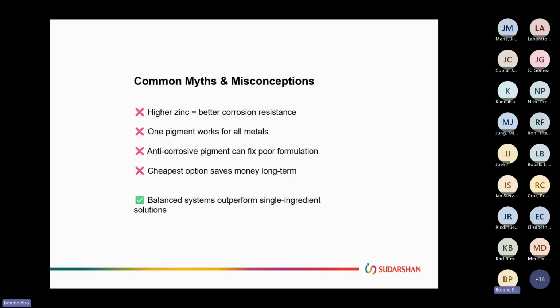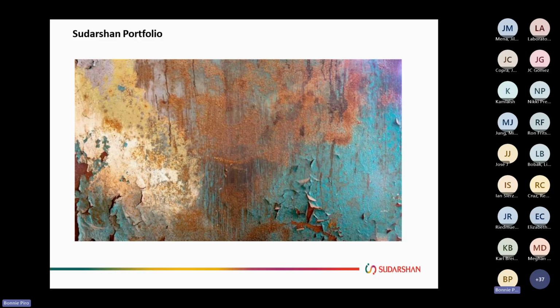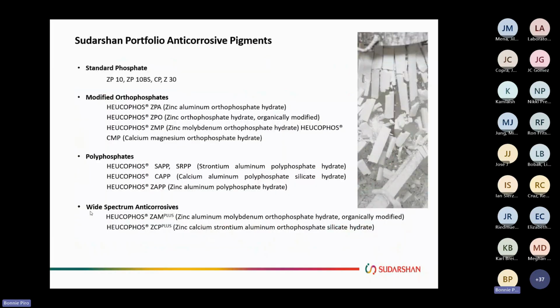It's really a balancing act to prioritize your wants and your nice to haves in your formulation needs, so that we can help you understand your priorities as well as fit the best options to your priority list. So the Sudarshan portfolio, it's quite broad. We have a number of anti-corrosive pigments in the portfolio that cover almost all the mechanisms that are used for anti-corrosives.